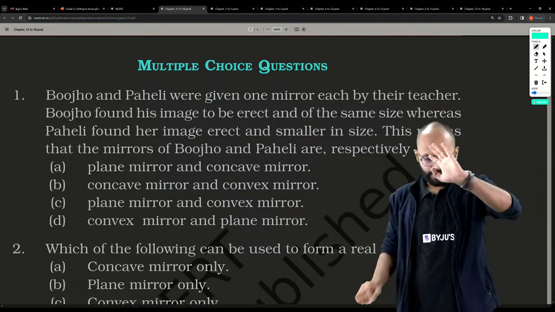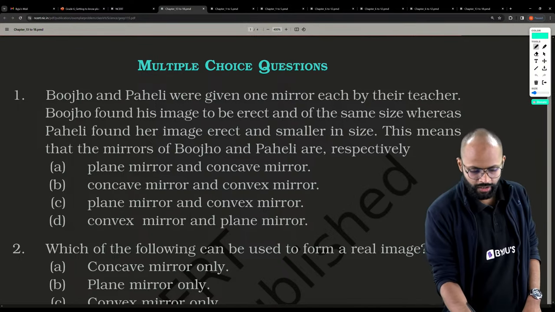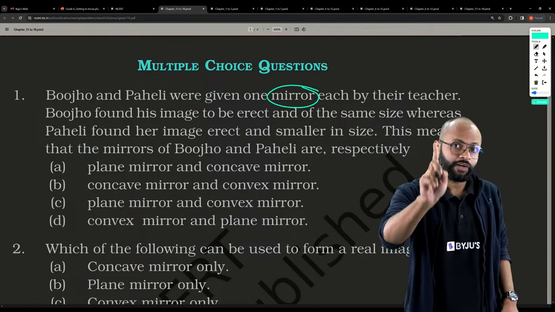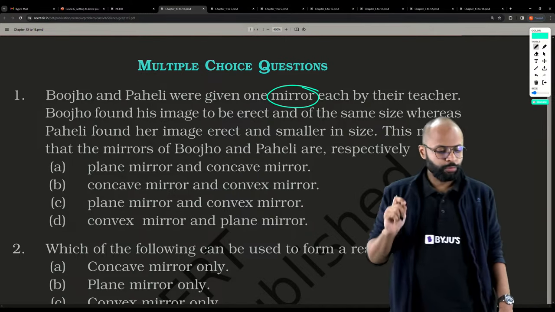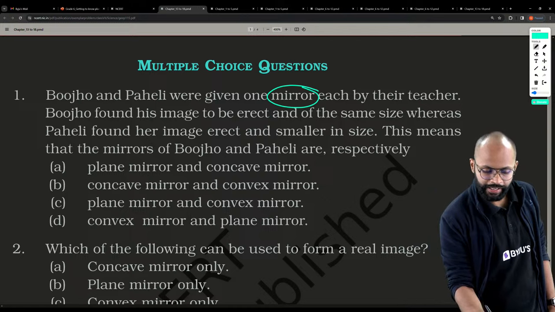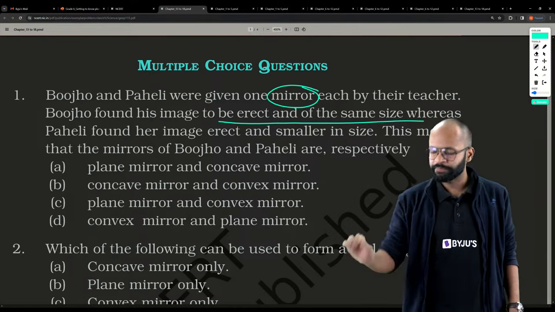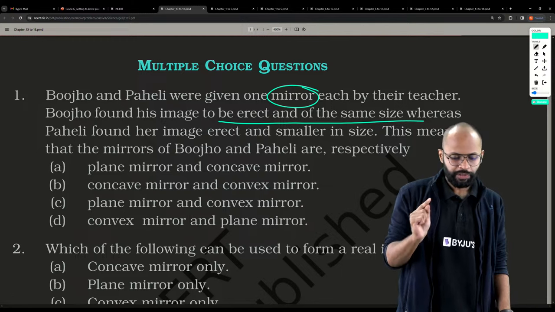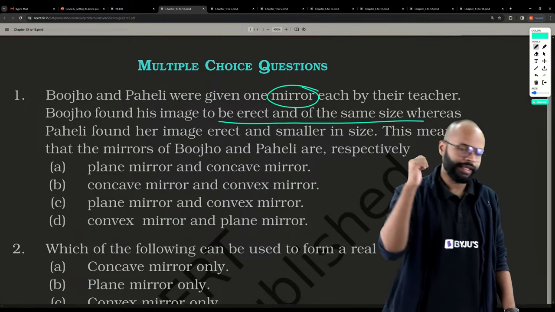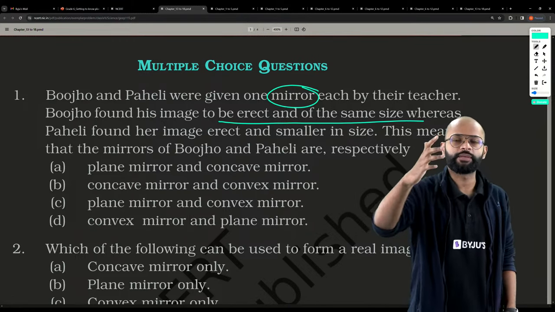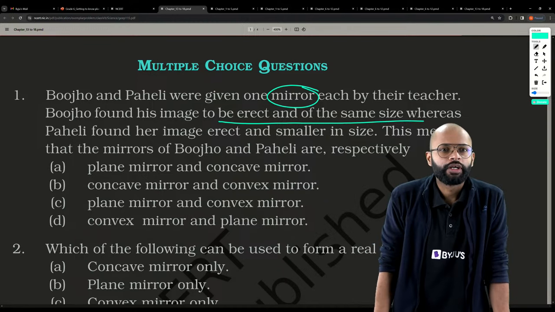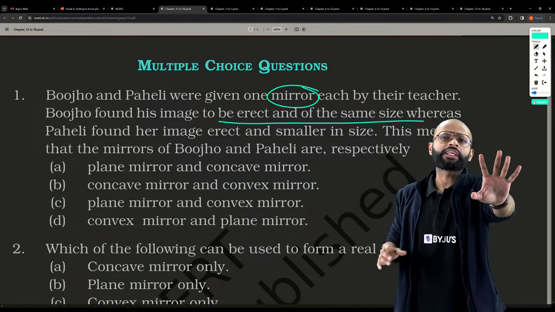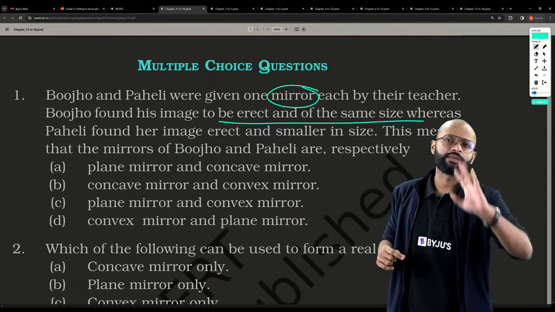Achha, ek baat batao. Let me ask you something. What is it? Sir, ye to mirror hai. Both have a mirror. Theek hai. Bujo found his image to be erect and of the same size. Which mirror can form an erect image of the same size? Tum batao. Hello, Shruti. Hi, Shruti. Come on. Which mirror do you think can form an image which is erect and of the same size?